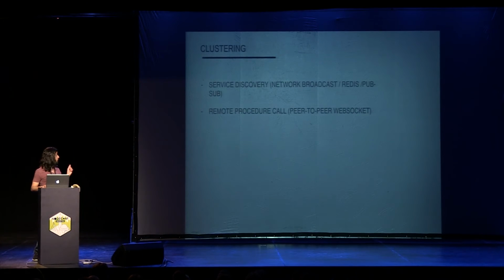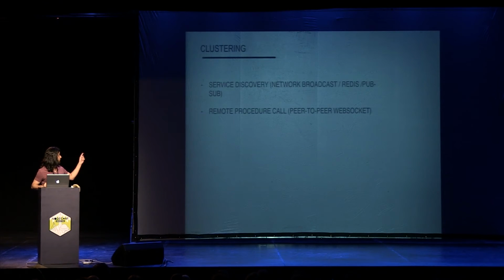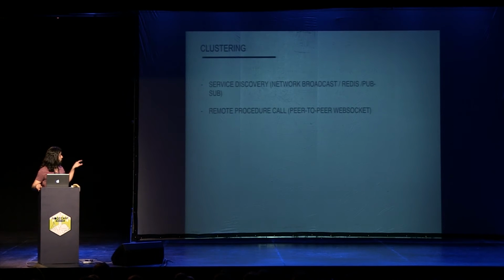And how can we do clustering in Studio? When doing clustering, you have two problems. The first one is, where is the service that I need? So the first problem the plugin tries to solve is service discovery. And it can discover a service in two ways. If you are running in a local network, like your work network, you can use a network broadcast. That's the default way Studio Cluster uses to find other services.